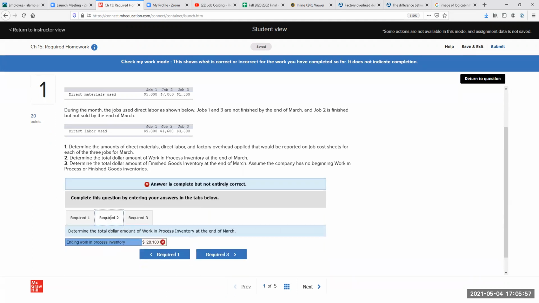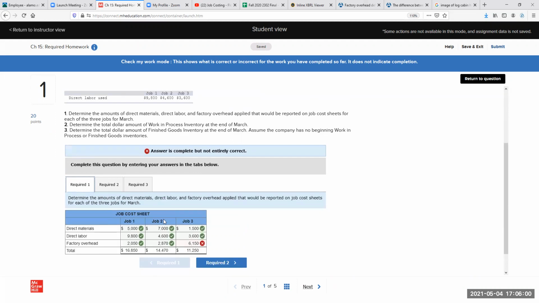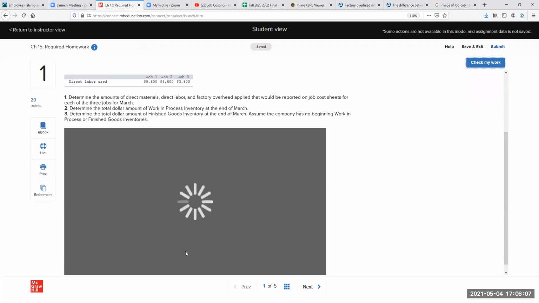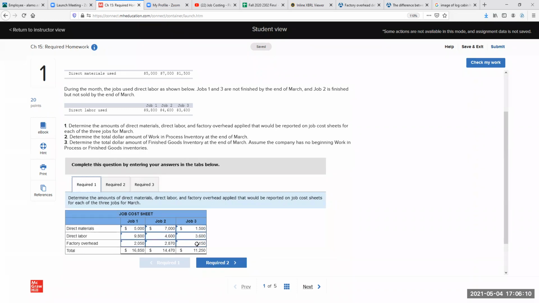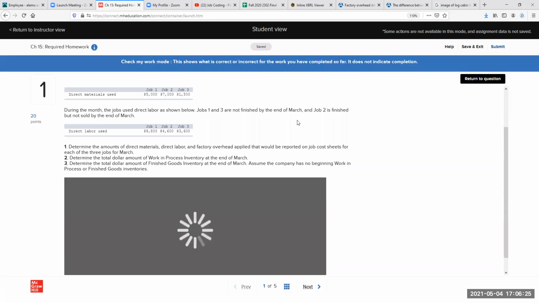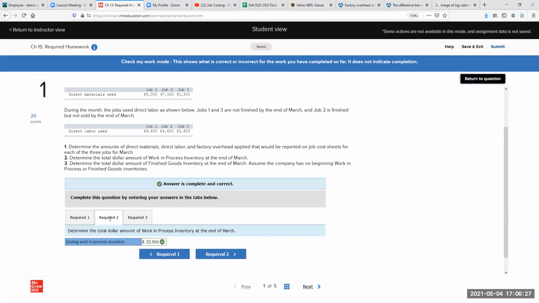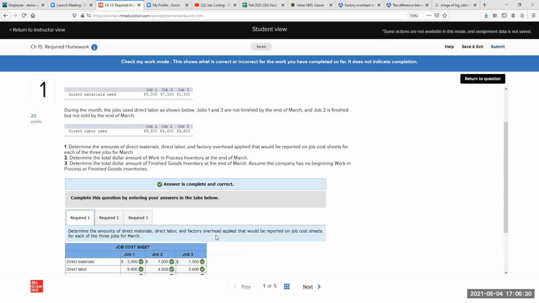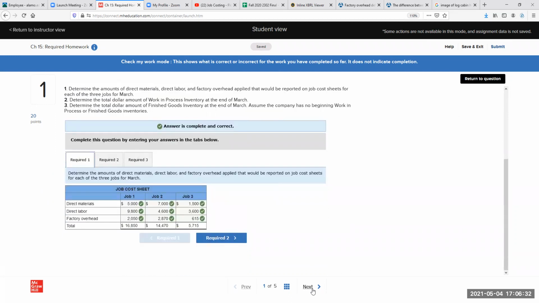Finished goods, ready to sell. 1,500 times 0.41 is 615. So now 16,850 plus 5,715 is 22,565. So let's see about now. So we have work in process right, finished goods right, and our job costs right. Okay, let's go on.